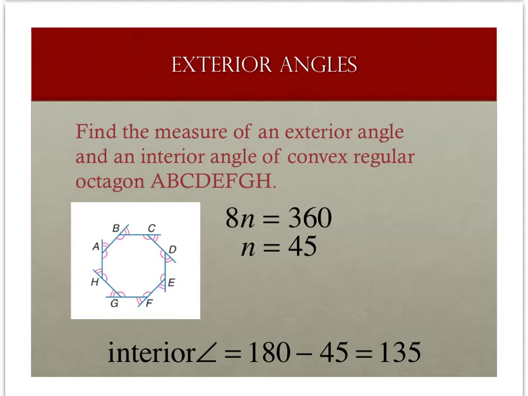Now, to find the interior angle, it's a lot easier just to say the interior angle is supplementary with the exterior angle, so I can subtract 45 from 180, and I get that the interior angle of a convex regular octagon is 135 degrees.